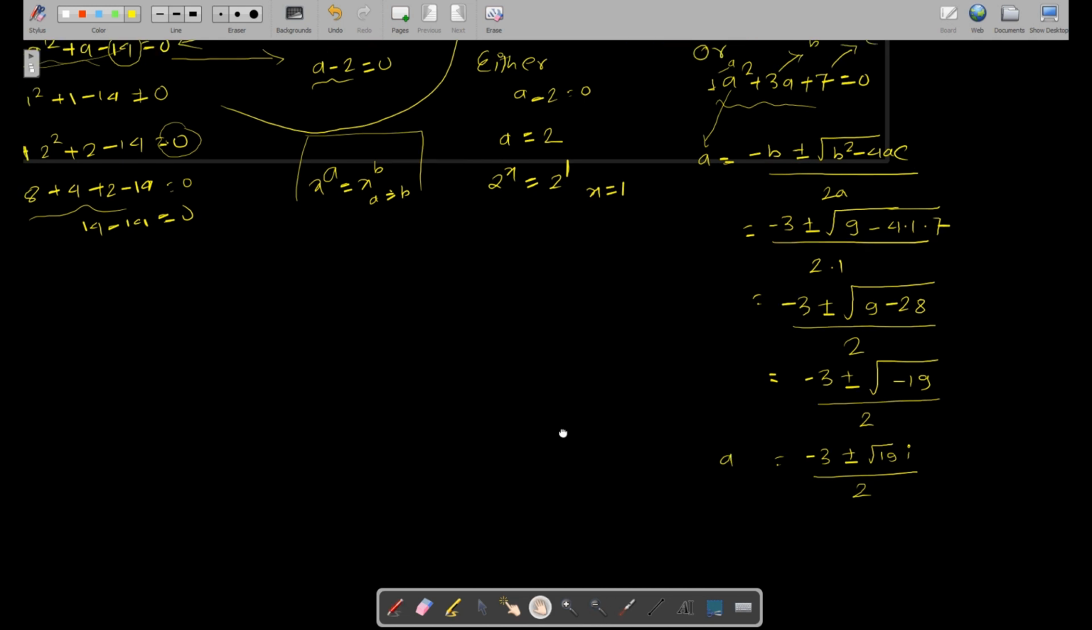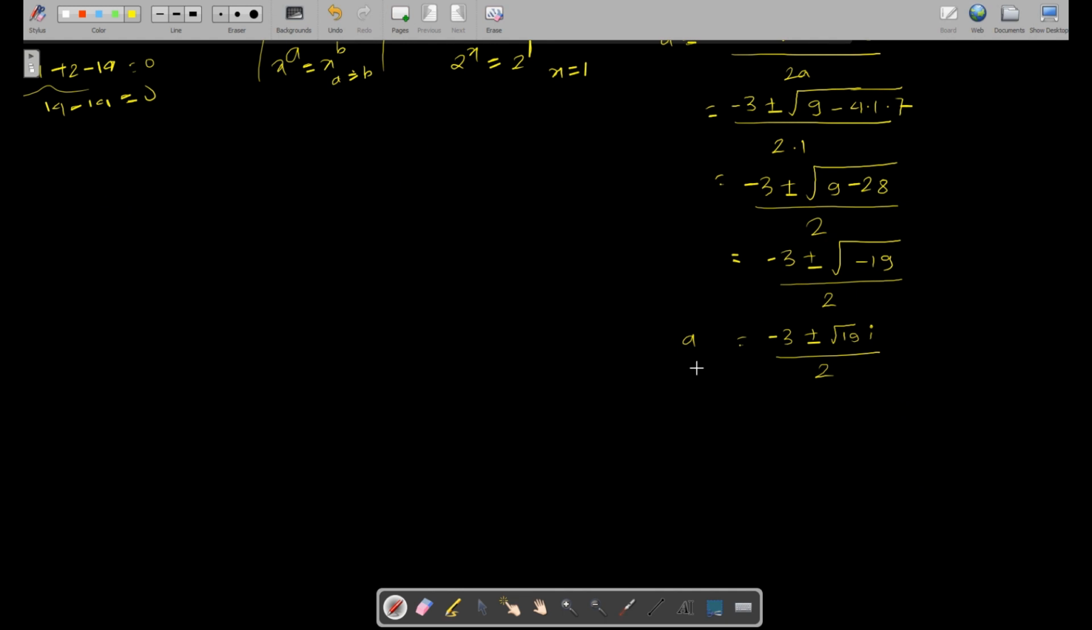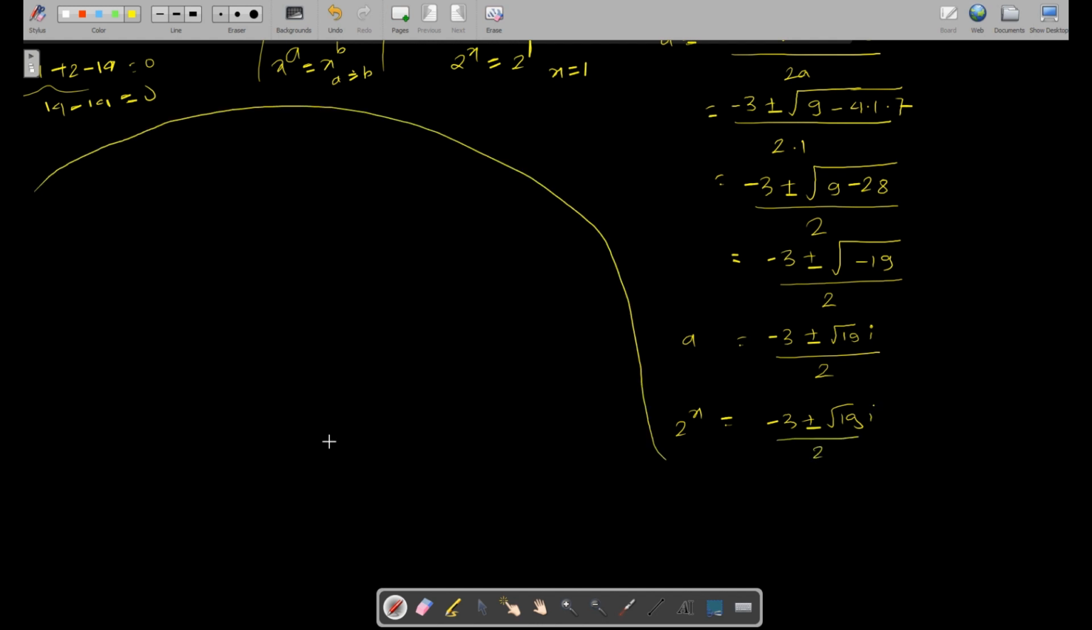If I replace a with its value, what was the value for a? That is 2 power x, right? 2 power x was the value for a. So 2 power x equals minus 3 plus minus square root of 19i, over 2. Now I have to find the value of x. So how? If there is an exponential function, in such cases we always take log on both sides. So if we take log on both sides, here we will get x log 2 equals log of minus 3 plus minus square root of 19i over 2.